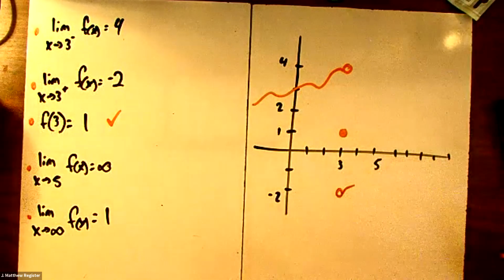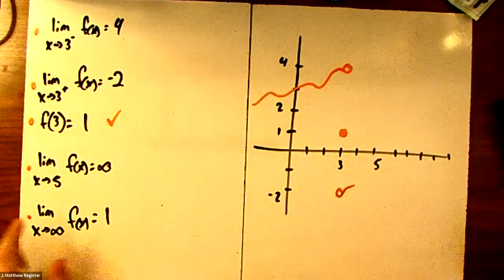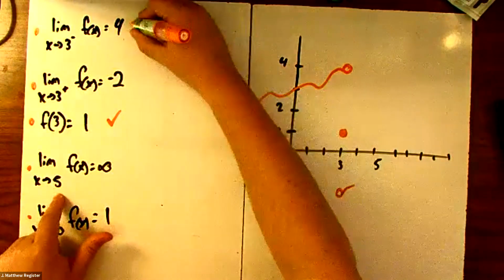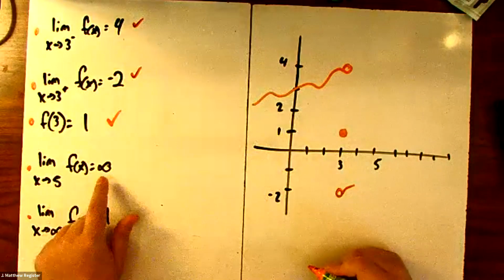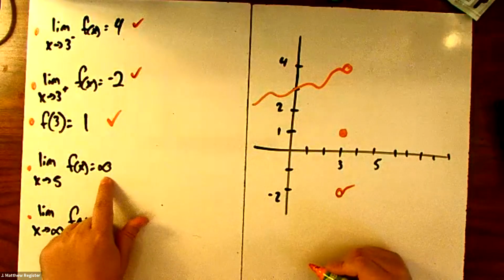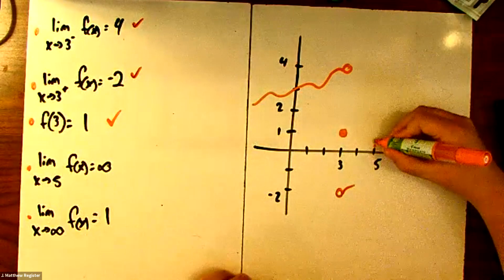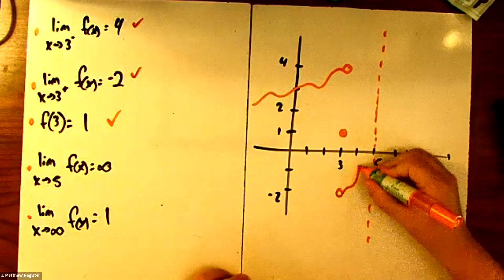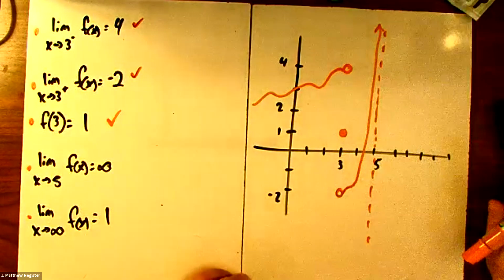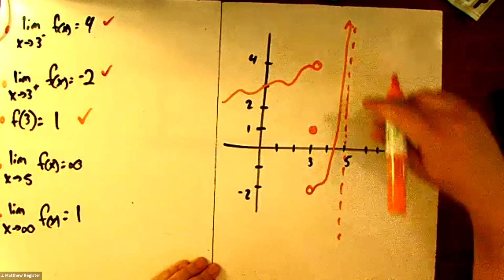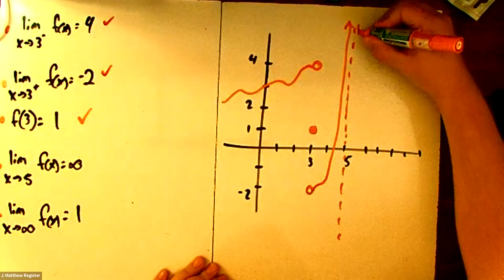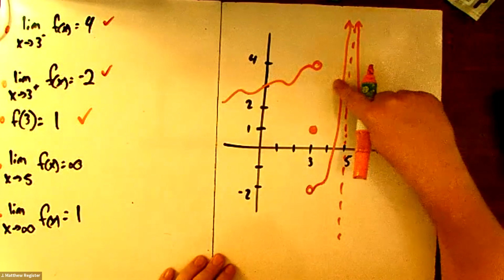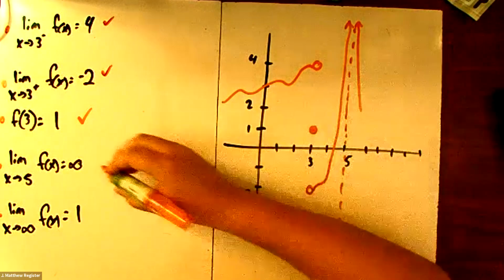And so we'll just do something like that. But the next one is at 5. As we approach 5, so now we've got these two checked off, we know that we need to get something approaching infinity. So we're going to have an asymptote at 5. And so this needs to go up. But not just that, it also needs to come back down, because for that limit to exist, it has to be the same on the left side and the right side.